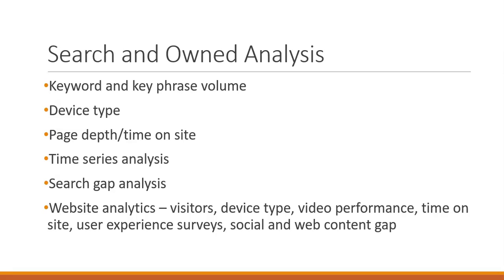We'll do an analysis of our search and owned media. What is the keyword and key phrase volume? So what is it that gets people to click through to our website? So when we look at our Google Analytics, where are people coming from? So all of this information is available to us in our website analytics. Are they coming to us from a website, from a cell phone? Which page did they land on? Did they come from a search or did they click through an ad?